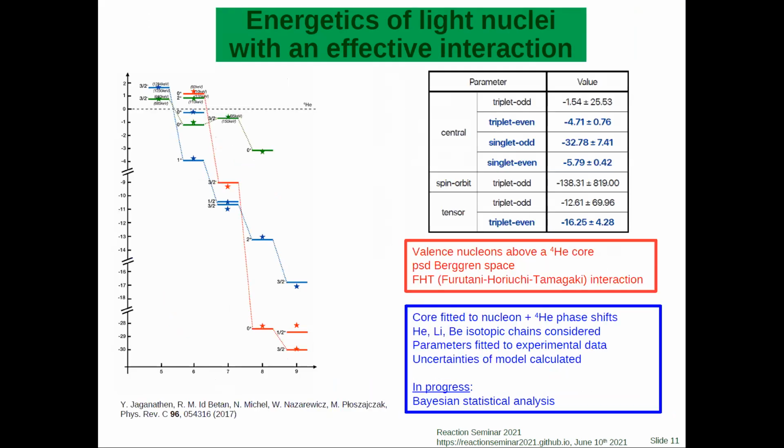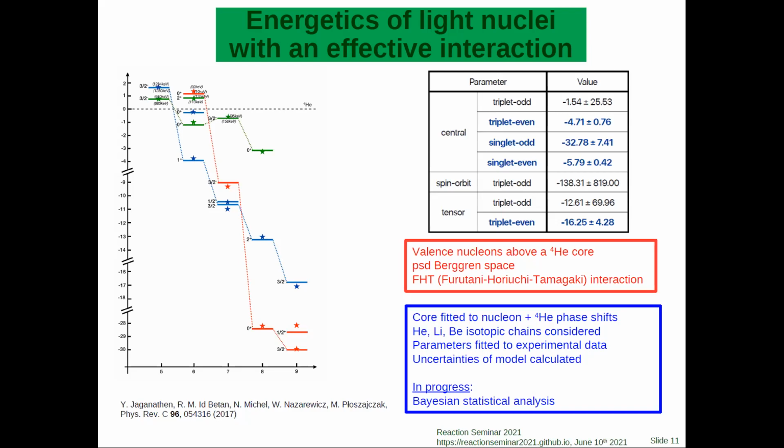We fitted here an effective Hamiltonian with the cluster orbital shell model for light nuclei with a helium-4 core, going from helium-5 to lithium-9. And we can see here that experimental data are really reproduced. These are given by stars for both unbound and bound states. And then we could devise a Hamiltonian which can describe light nuclei.